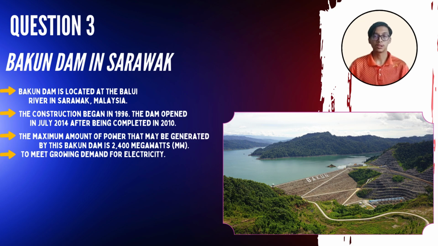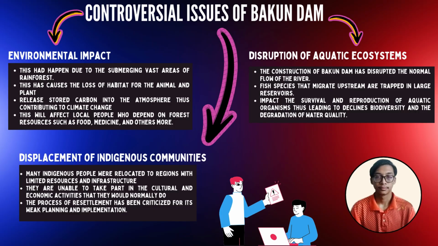The dam opened in July 2014 after being completed in 2010. The maximum amount of power that may be generated by this Bakun Dam is 2,400 megawatts. Bakun Dam was built to meet growing demand for electricity in that area. Next, I will talk about the controversial issues of Bakun Dam in Sarawak.